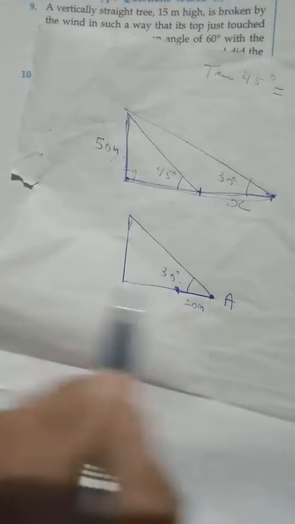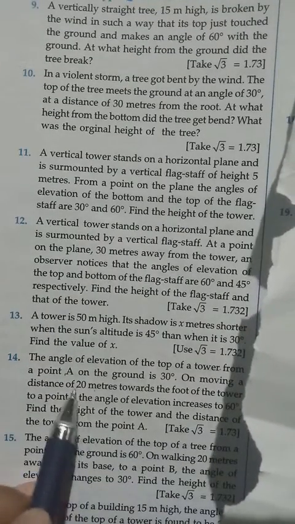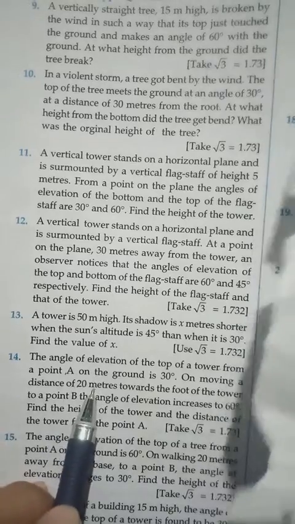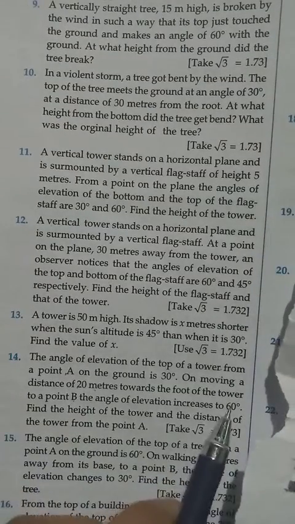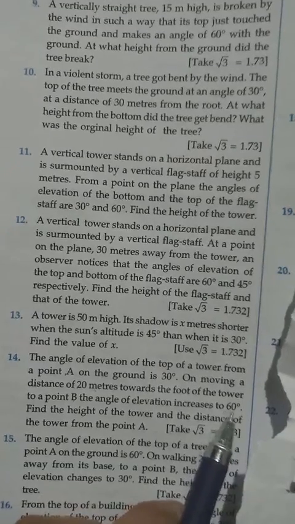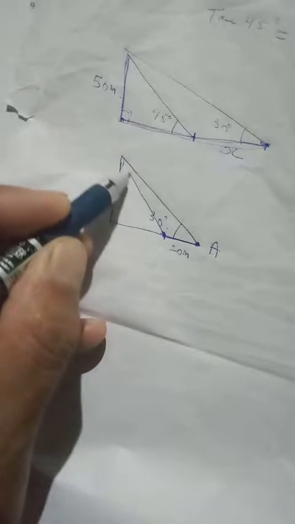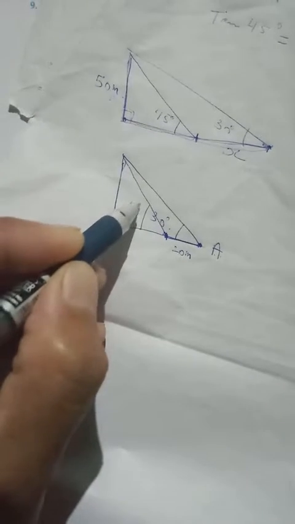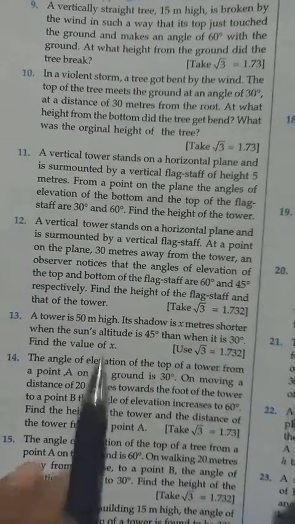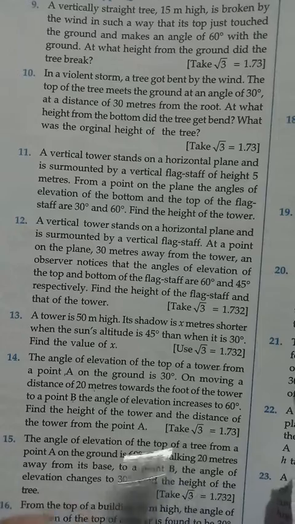They say towards, meaning we are going nearer to the tower. It is 20. We reach a second point B. Then from there also we look up to the tower. We find that the angle is 60. So when we reach this point here, we look up again. Then that angle now is found to be 60 degrees. So let's see what we have to find. We have to find the height of the tower and the distance of the tower from the point A.